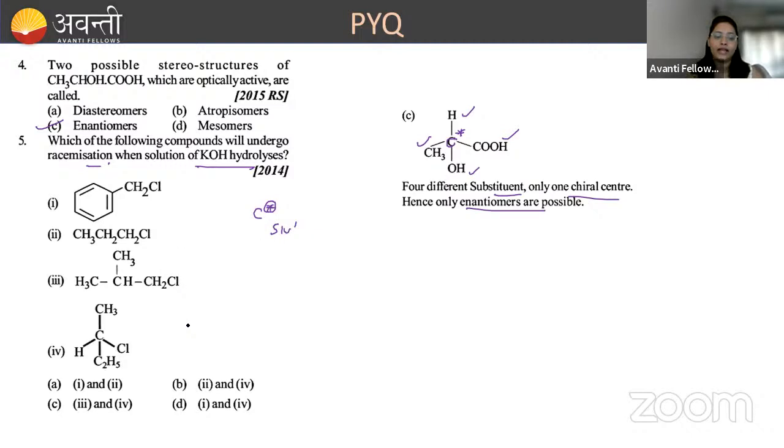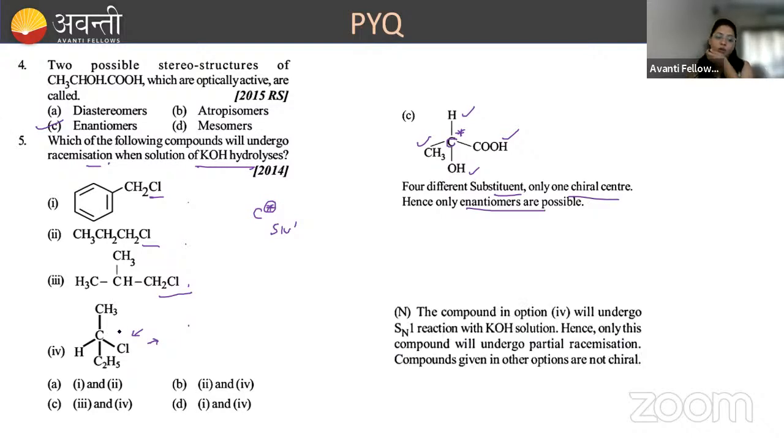So in all these reactant molecules, which do you think is going to favor SN1 reaction more? This is a primary halide, this is a primary halide, this is a primary halide, but this is a secondary halide. So that's why this is going to undergo SN1 reaction, and that's why option 4 will undergo SN1 reaction with KOH solution. Hence, only this compound will undergo partial racemization. Compounds given in other options are not chiral at all. This one is chiral in nature. So only compound 4 will undergo racemization, right?